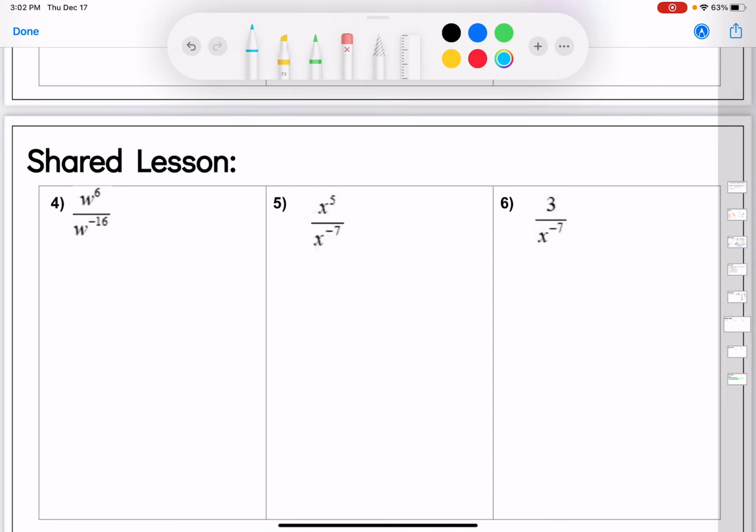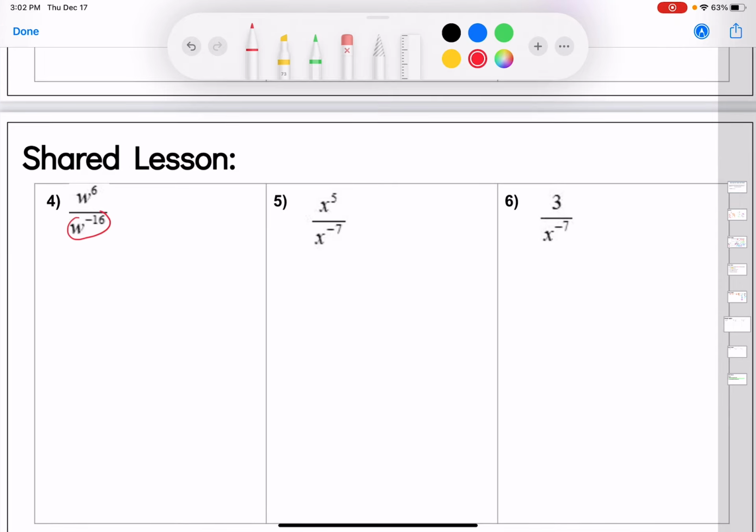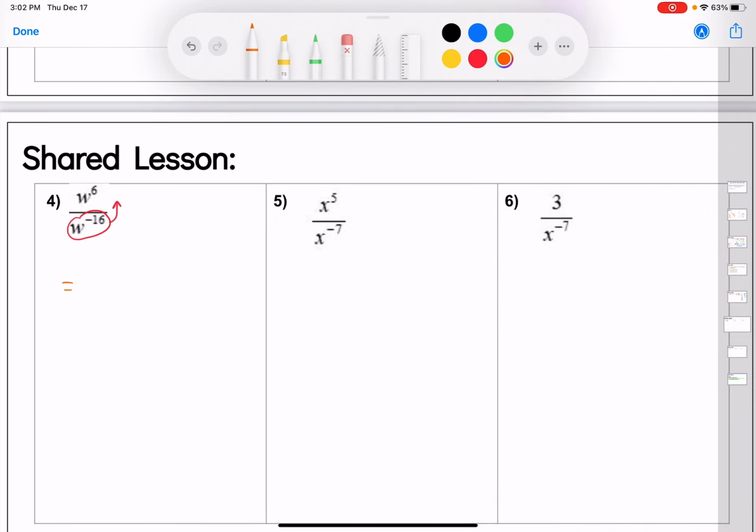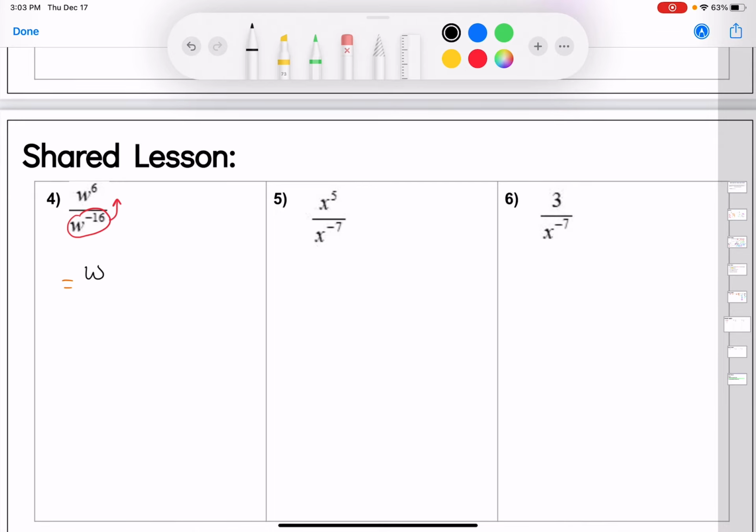All right, so here we have w to the 6th over w to the negative 16th. So they are like bases, but rather than attempting to subtract with negatives, I will always move my negative exponents first before doing any subtracting, because the odds that you're going to get all those negatives right, especially if you're just trying to do mental math, are very slim. So in this case, the w to the 6th is going to stay put, right? The w to the 6th is a positive exponent, so it stays put right there.